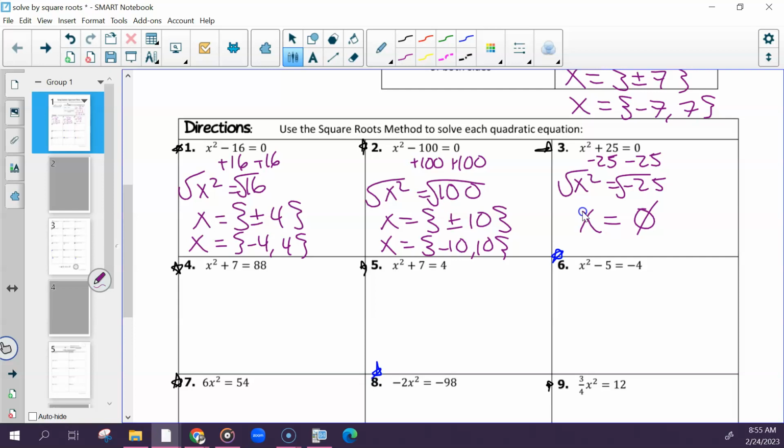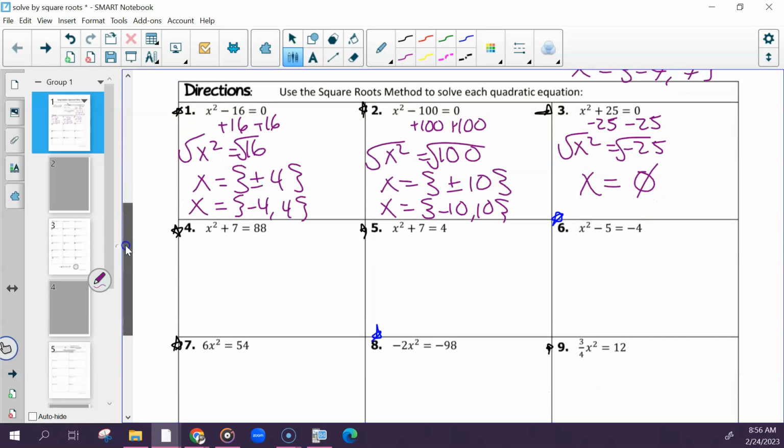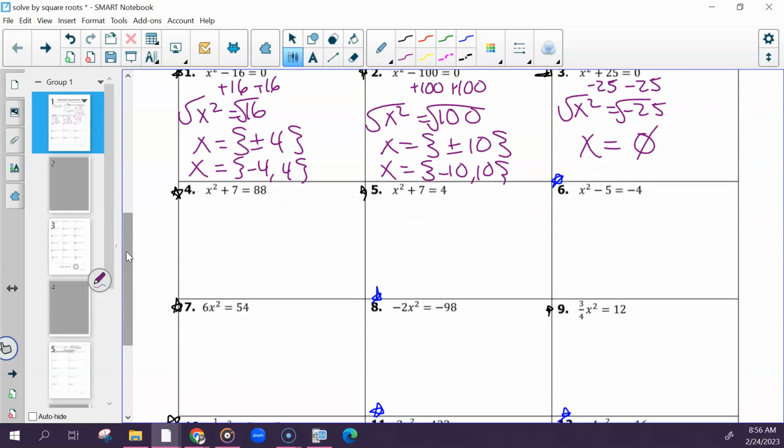If there's a negative inside the square root, you cannot do that. It's no solution. In this class, you can't do it, correct. In Algebra 2, you will be able to do it, yes. You're going to learn about imaginary numbers. So be mindful of that.